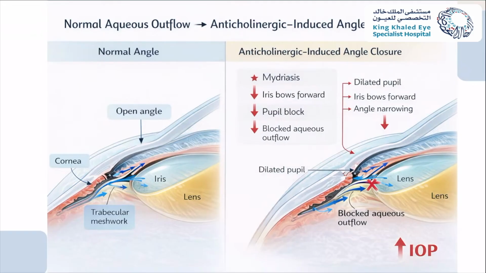Let's start with the anticholinergic effect. The majority of medication classes have an anticholinergic effect. It can cause angle-closure glaucoma by inhibiting the muscarinic receptor, leading to ciliary muscle relaxation and mydriasis, which leads to aqueous blockage, which will increase the intraocular pressure.